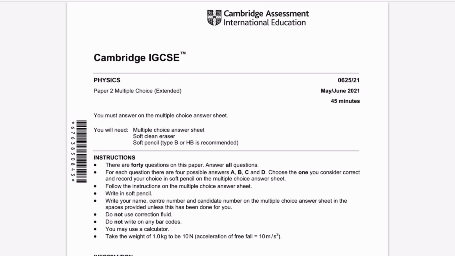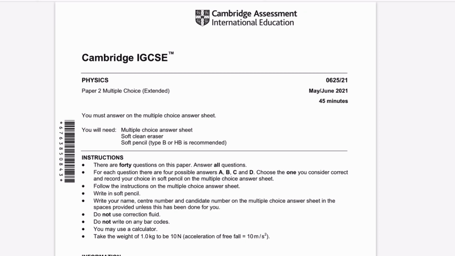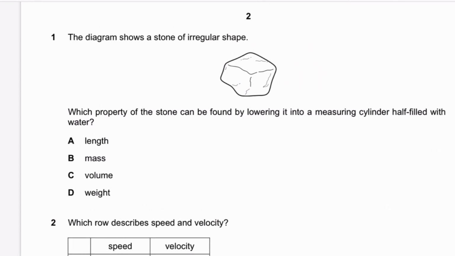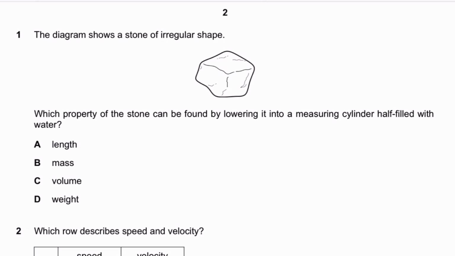Okay, we're going to start off with Paper 2, Variant 21, May-June 2021. P2 is multiple choice questions. So let's start with question number 1. The diagram shows a stone of irregular shape. Which property of the stone can be found by lowering it into a measuring cylinder half filled with water?